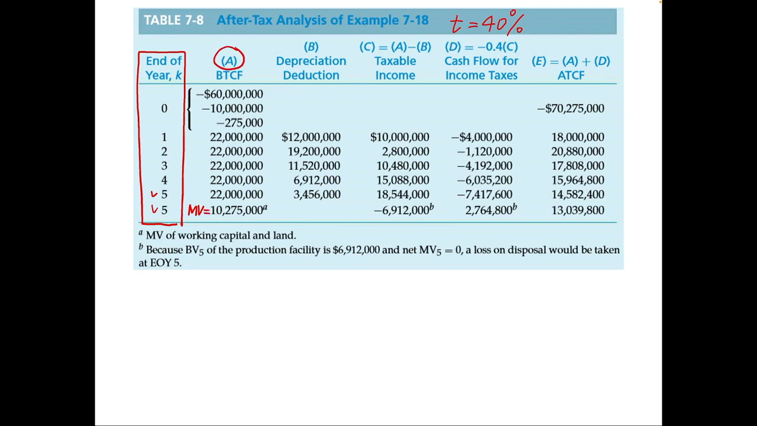And the column A, it's before-tax cash flow. Basically, it's just a copy of those numbers in the problem statement. So first, what is your capital investment? We said it has 3 parts. So the first part is 60 million for the facility, and because it's an investment, it's negative. And then you need to hire a bunch of people. It's 10 million. It's also an expense, so it's negative.